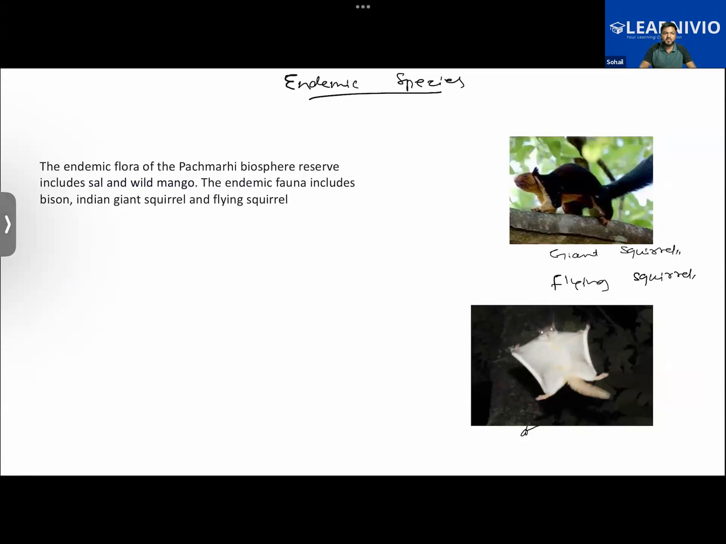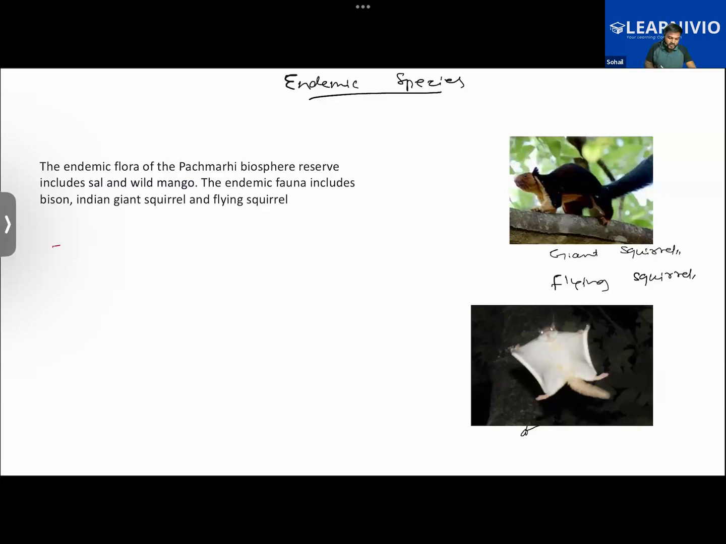It is more of gliding. You understand what is gliding? It is more of gliding, not flying, gliding from one branch to another. Giant squirrel, flying squirrels, Indian giant squirrel and bison are some of the endemic fauna of this area. If you were to capture it and bring it to other areas, that's a different thing, but they are naturally found in this area. Hope that is clear.